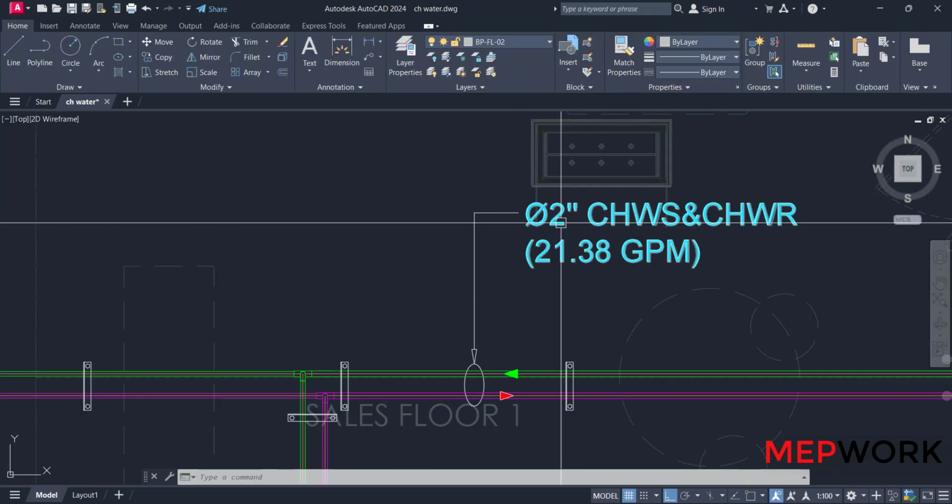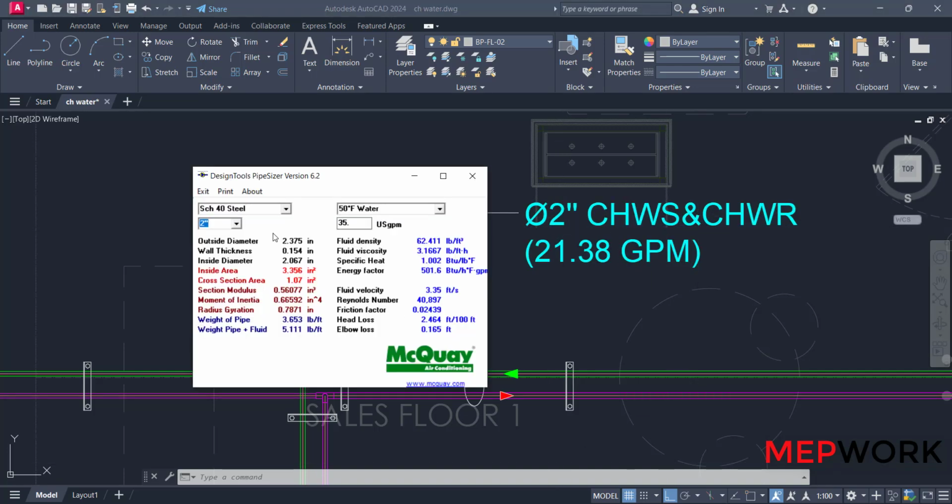What happens if this size is 3 inches? We will look at 3 inches and look at the velocity. It is greater than 4, it's 4.43, but this is not the parameter. The parameter in this case is the head loss, which shall not exceed 4 feet per 100 feet. In this case, it's 2.5. So this size is accepted also.